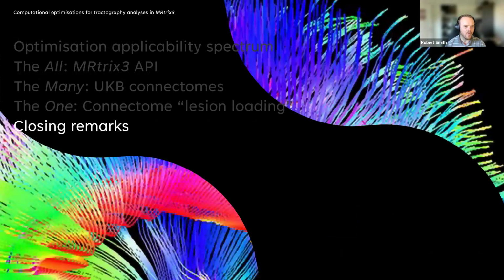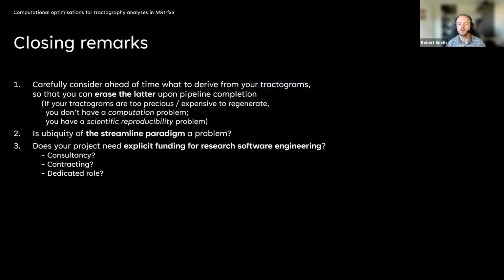So as quick closing remarks, I would encourage people to not be too precious about their tractograms. Sometimes people start talking about computational problems and storage problems because they've got these massive tractograms and they're trying to save all of them. I would encourage, like with the UK Biobank project, putting a bit of thought into what you need to compute and what you need to store.